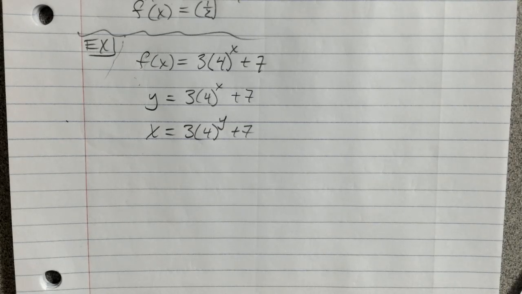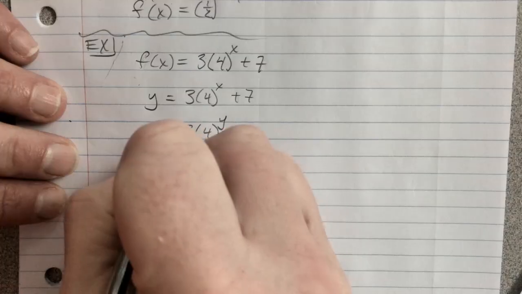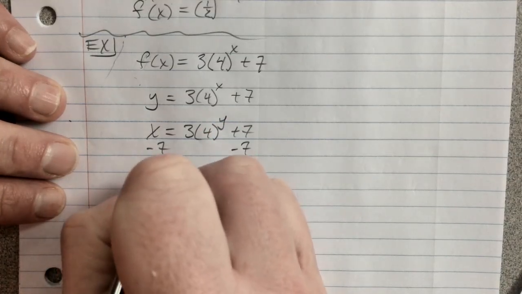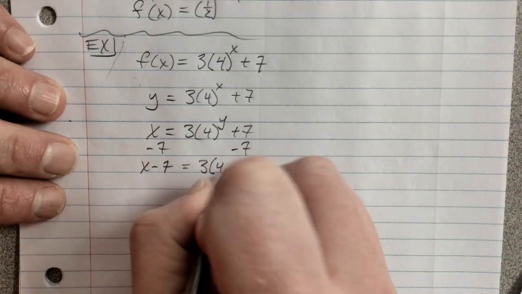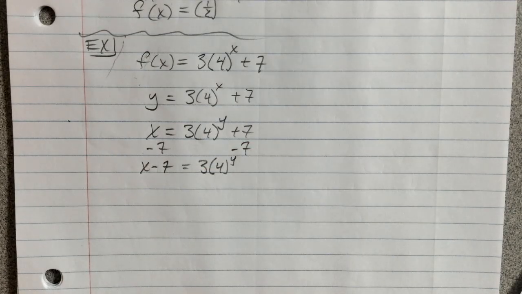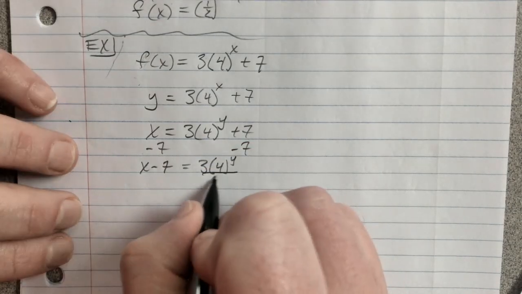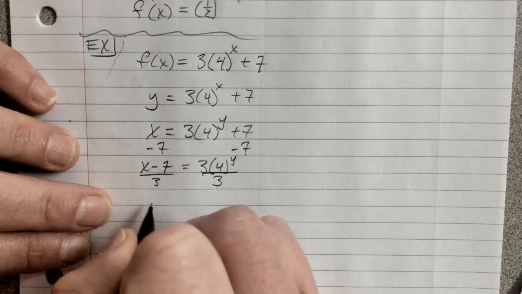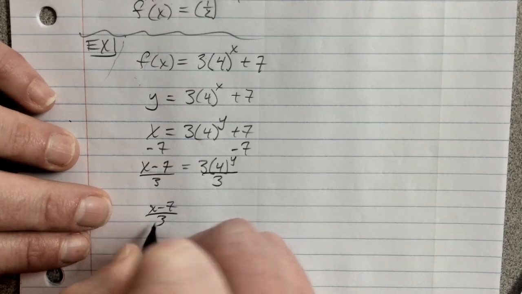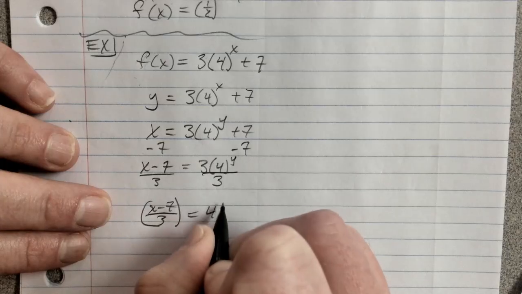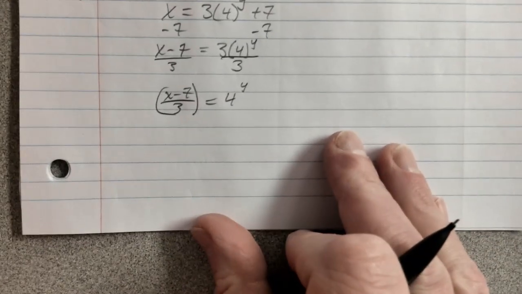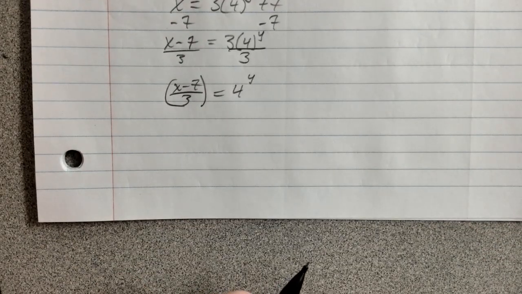Alright, talk me through it. What's our first step to solve for y? Minus 7. So x minus 7 equals 3 times 4 to the y. What's our next step? Divide by 3. So we have x minus 7 all over 3 equals 4 to the y power. Great. We got the base with the exponent isolated. What's our next step? Divide by 4? No. y equals 4 to x minus 7.